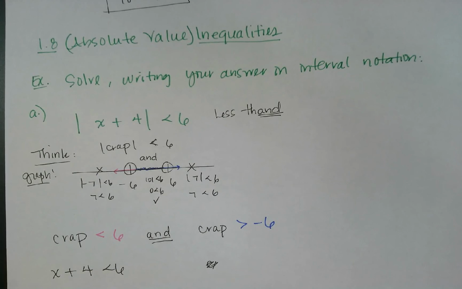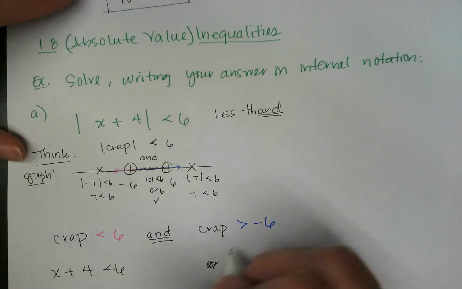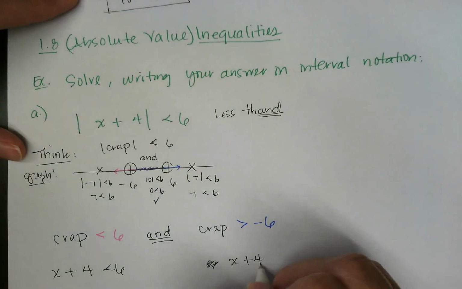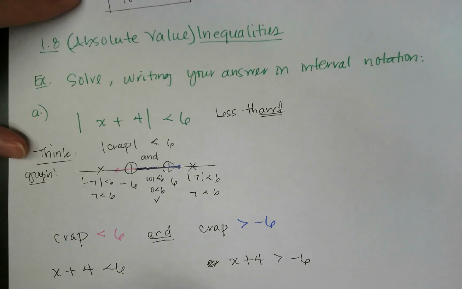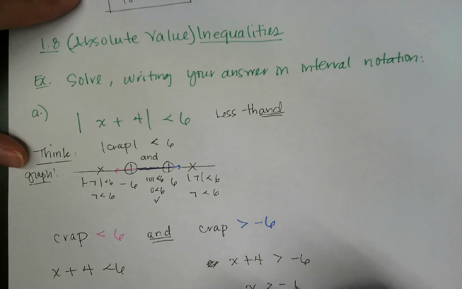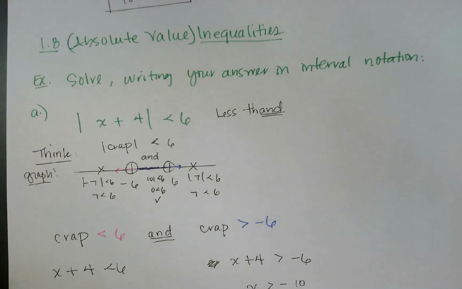X plus 4 is greater than negative 6. So then you solve these. X is less than 2. X is greater than negative 10. This is interval notation, so when you graph this, this answer graph should match this guy. It should be an in between, like that.